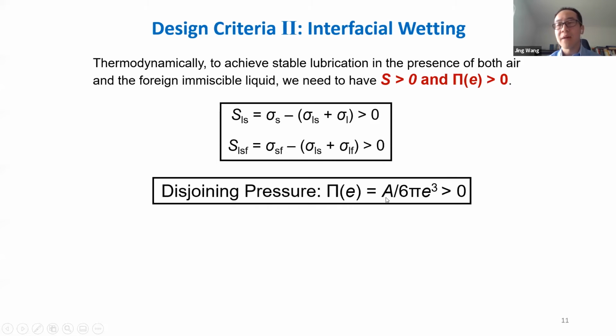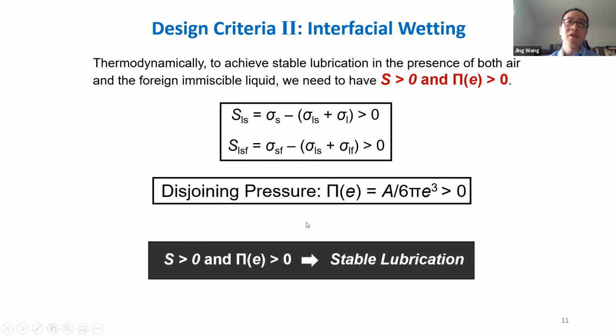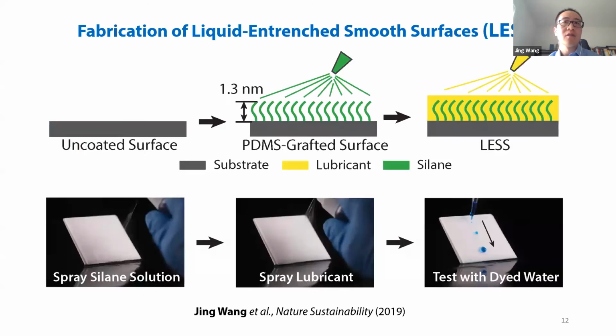Here, A is the Hamaker constant, and e is the lubricant thickness. So this is always larger than 1. So we need to have the Hamaker constant larger than 1. Basically, we need to have the spreading parameter larger than 0 and the disjoining pressure larger than 0 to have a stable lubrication layer. Based on this design criterion, we developed a two-step spray fabrication to fabricate a liquid entrenched smooth surface called LESS. Basically, we spray the first layer to create a PDMS grafted surface, generally with a thickness around 1 nanometer, and then spray the second lubrication layer, which is stabilized on the surface.